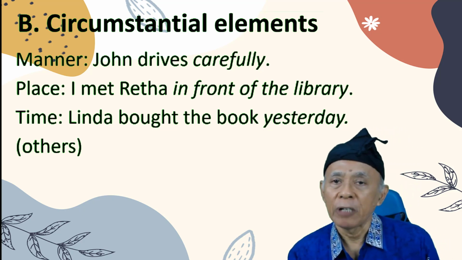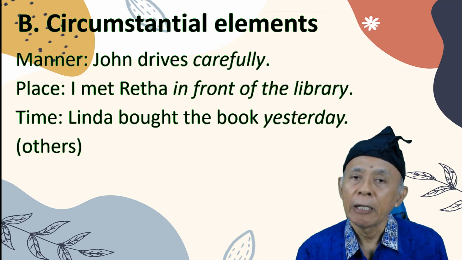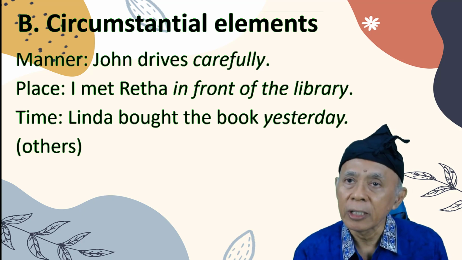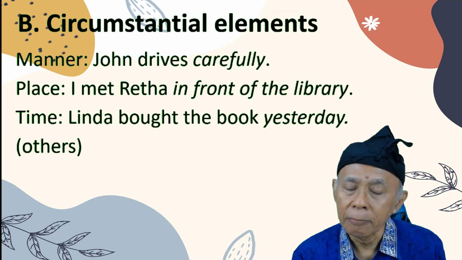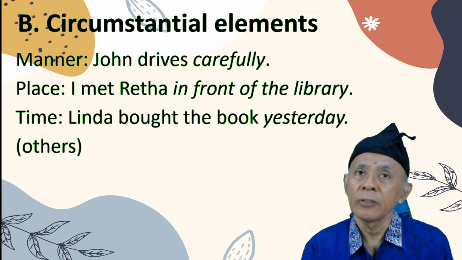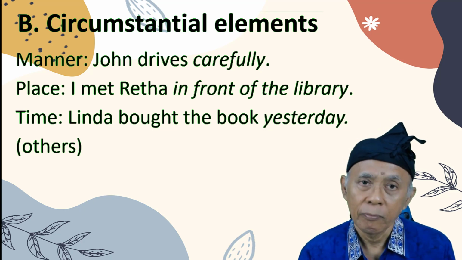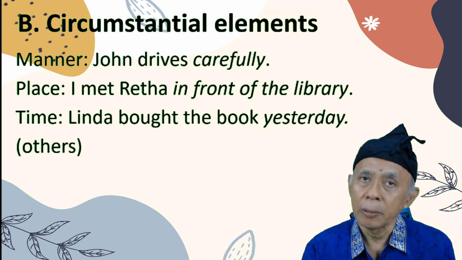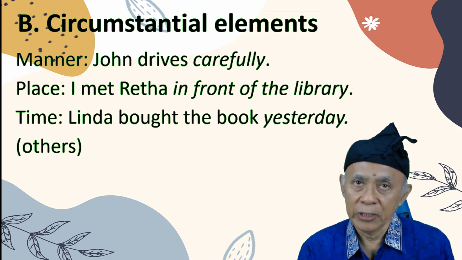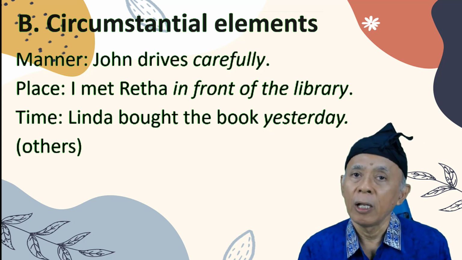I met Rita in front of the library. We have place. In front of the library is the place of the action. It's just circumstantial information. And then we have Inda bought the book yesterday. Yesterday here is circumstantial information. It tells about the time of the action. We have several other circumstantial elements, but we'll talk about them later.